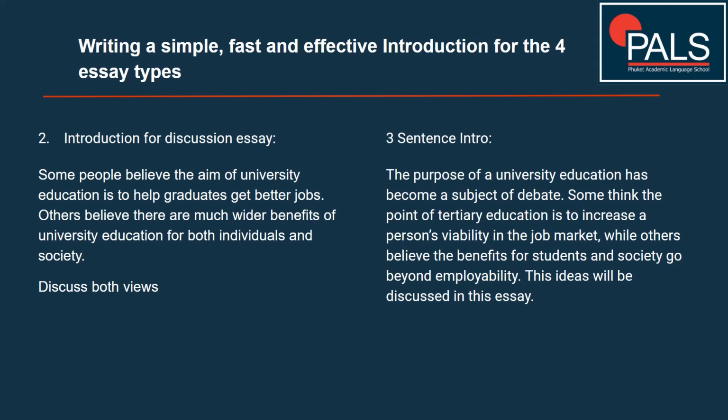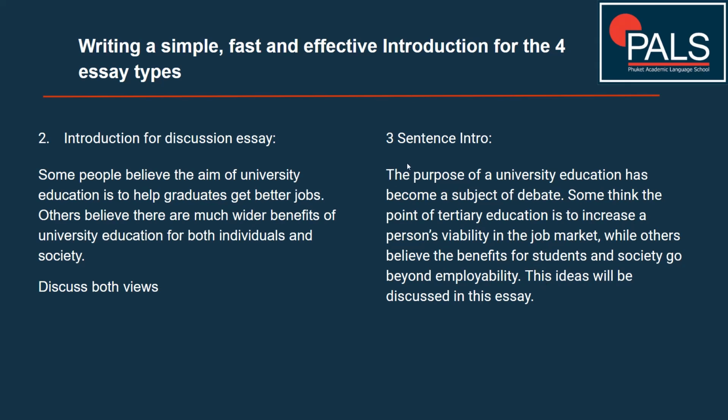Here's the 3-sentence intro. Again, same question. The purpose of a university education has become a subject of debate. Some think the point of tertiary education is to increase a person's viability in the job market, while others believe the benefits for students and society go beyond employability. These ideas will be discussed in this essay. Sorry, that should be these, not this.